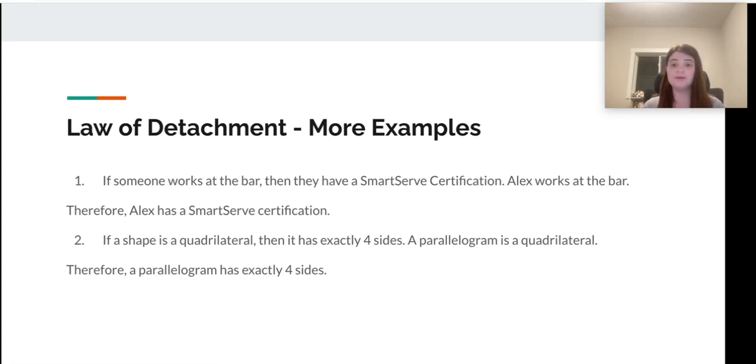However, something I want to mention too is that just because the conclusion's true does not mean that the hypothesis is true. So, for example, let's say they said if someone works at a bar, they have a smart serve certification. Alex has a smart serve certification. Does that necessarily mean she works at a bar? No, right? Just because someone has a smart serve certification, it means they're certified to work at a bar. It doesn't mean that they actually do, right? Based on what is being said here. So we can't assume the conclusion is true and use that to say that the hypothesis is true.